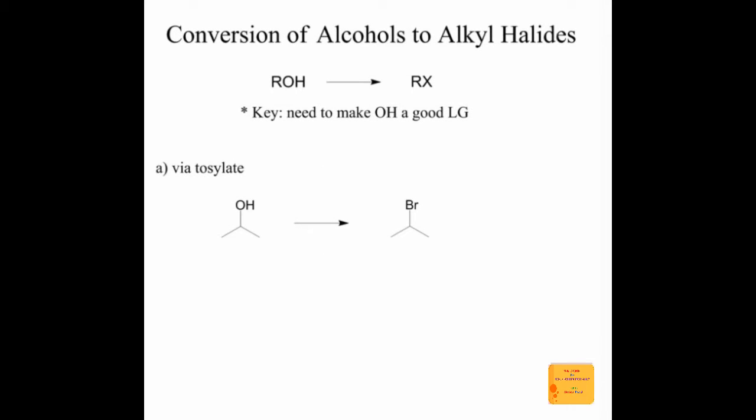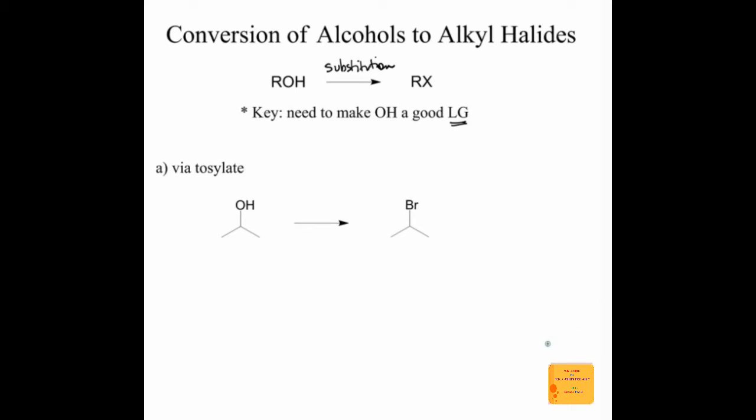Another handy thing we could do with alcohols is convert them to alkyl halides. So this conversion going from an ROH to an RX looks like another substitution that we're trying to do here. We're trying to substitute an OH with a halogen, but as we've talked about in the last few slides, in order to do a substitution, the key is we need to make the OH a good leaving group. Otherwise, we can't do a substitution.